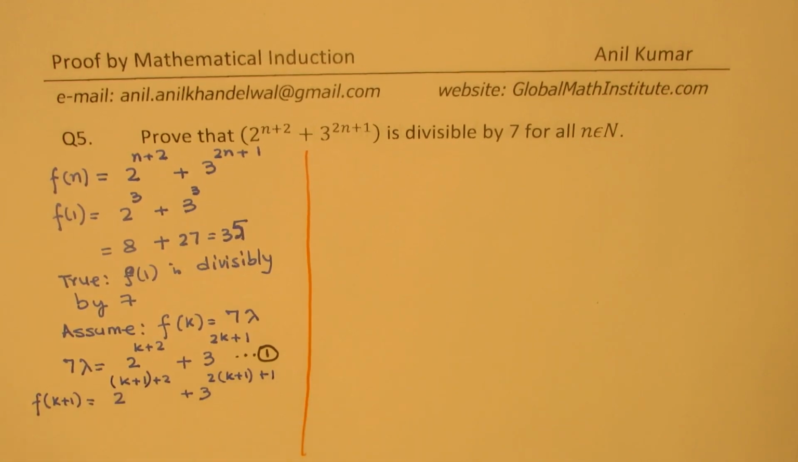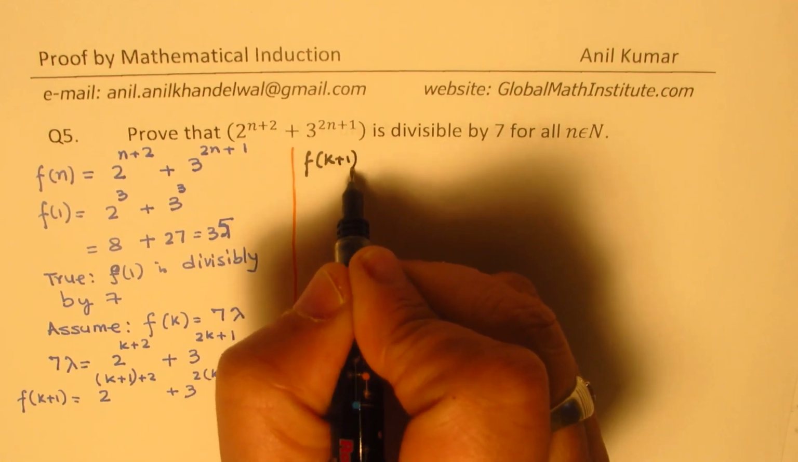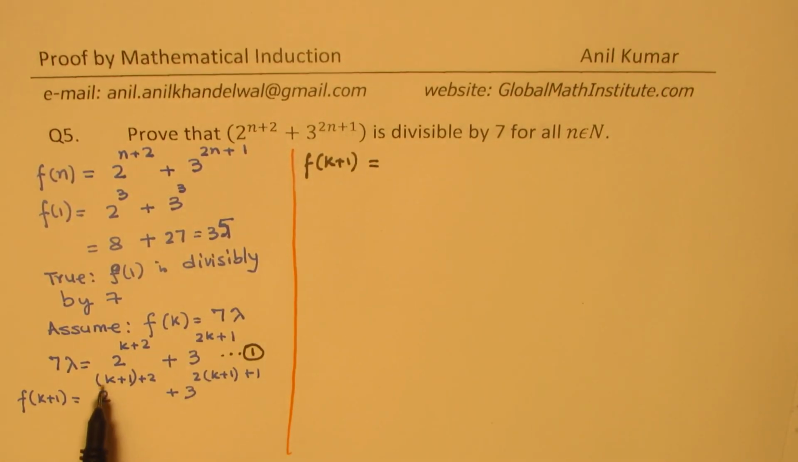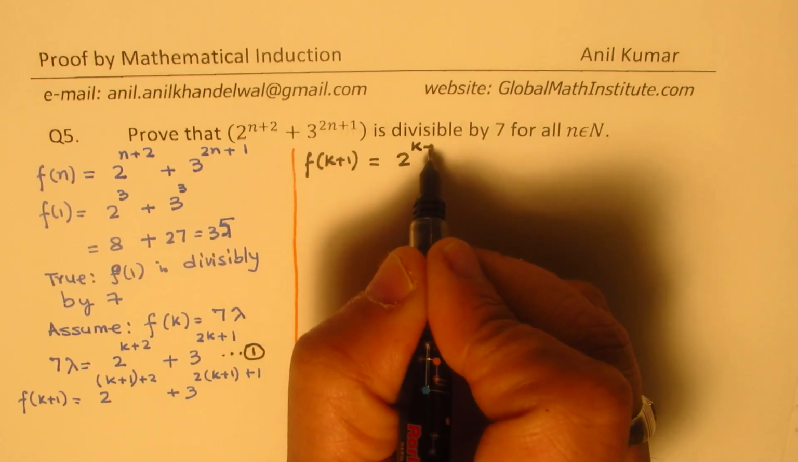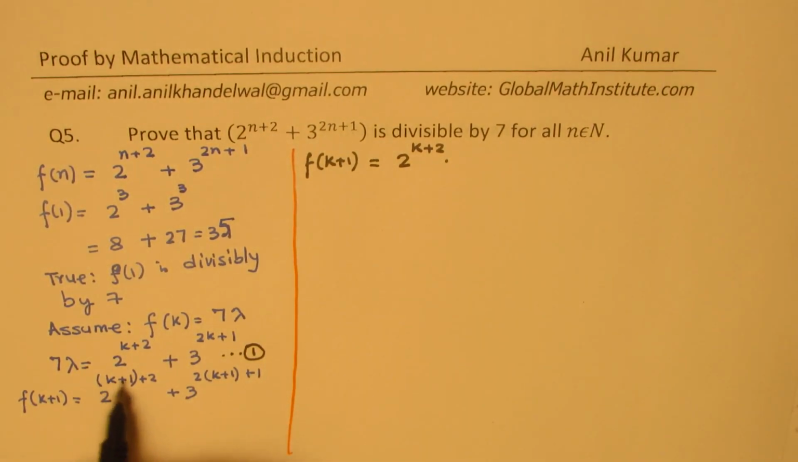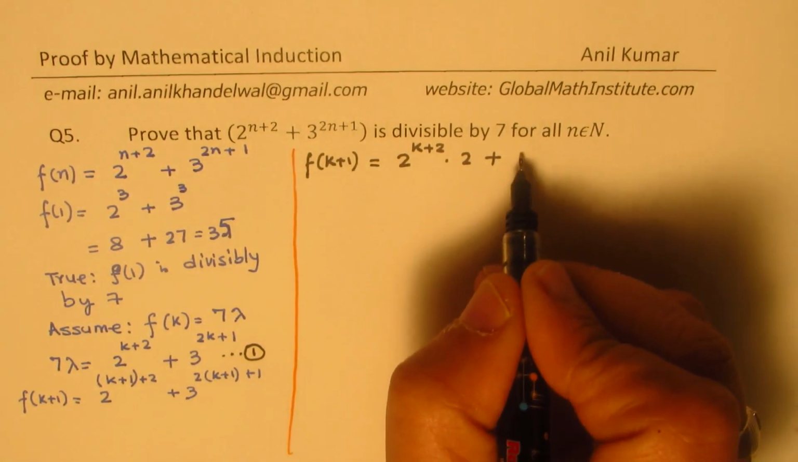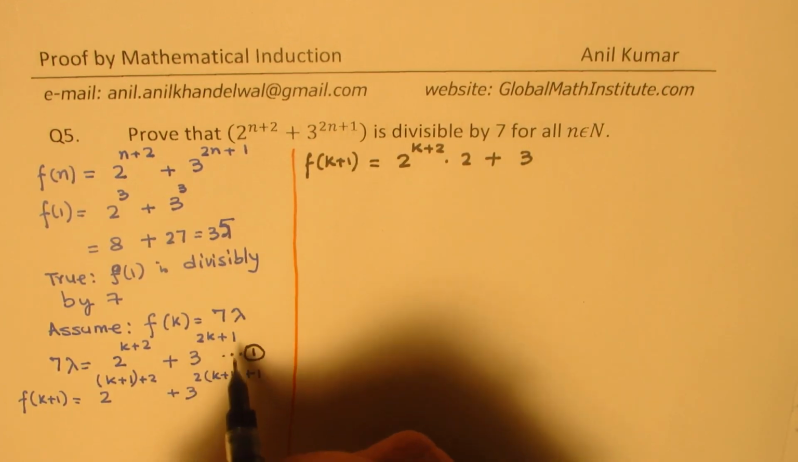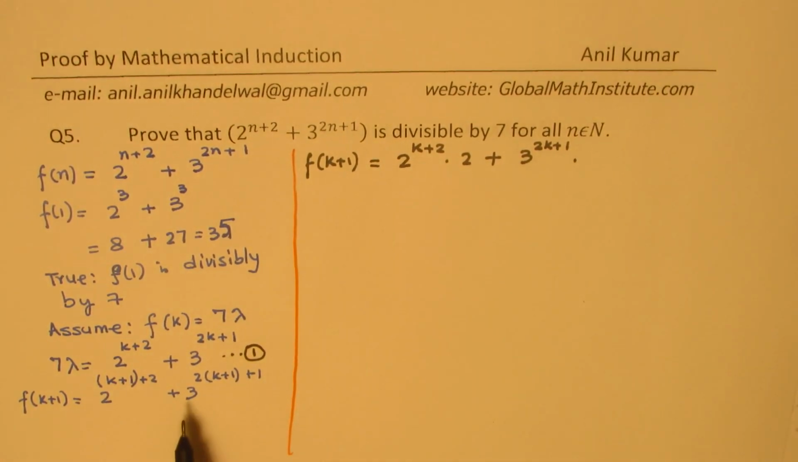So you could write this in brackets. Take this to the right hand side and solve further. So we have f of k plus 1 can be written as. So we can open this. Since we are given 2 to the power of k plus 2 plus 3 to the power of 2k plus 1 as 7 lambda, we'll try to get that figure now, right? So we could rearrange and write this as 2 to the power of k plus 2 times, so that is k plus 2, and we have 2 to the power of 1, which is 2 left, right? Plus, here we get 3 to the power of 2k plus 1, this one, right? 2k plus 1 times, here we get 3 square.